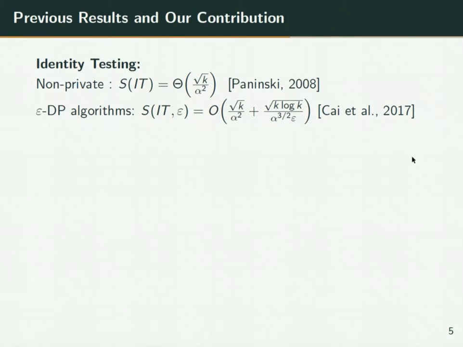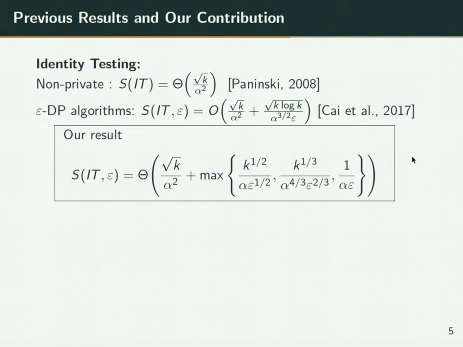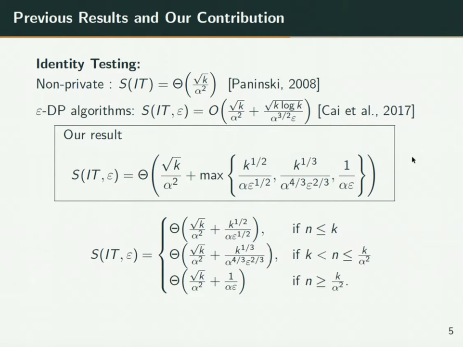If we further impose epsilon differential privacy on the algorithms you use to do identity testing, this problem has been studied by Cai et al. in 2017, and they gave the following upper bound. In our work, we show that their upper bound is not tight. As a result, we gave the following upper bound, and the extra penalty imposed by privacy is the max of these three terms. One of the terms will dominate in each of these three cases.